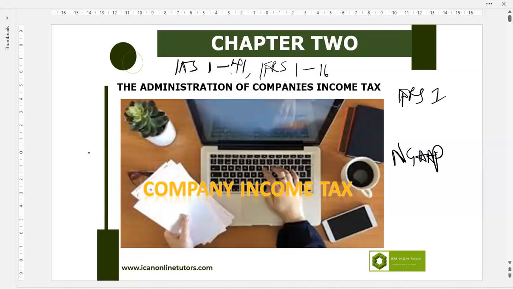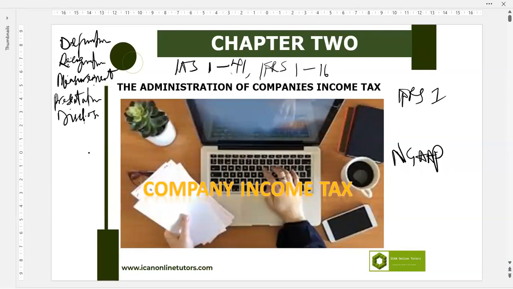So basically, what IFRS is about is the definition of the standard itself. Then it tells you about the recognition criteria, then the measurement criteria, then presentation criteria, and finally disclosure. So all elements of the financial statement, be it assets, liabilities, income, expenses, and equity, have to pass through all these five elements of a standard.